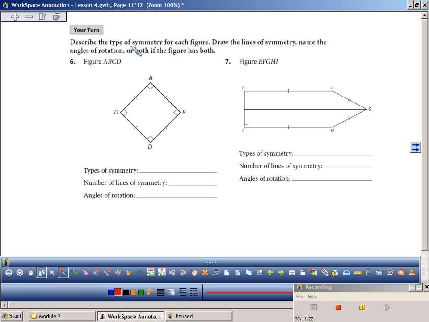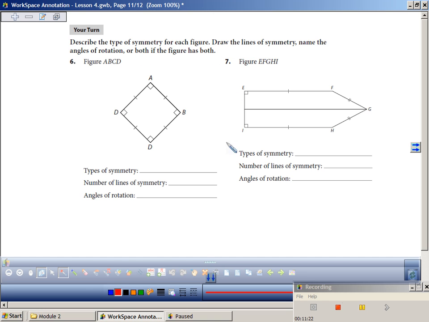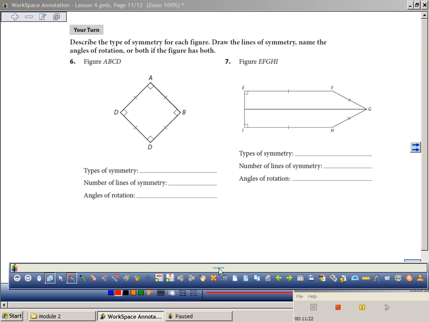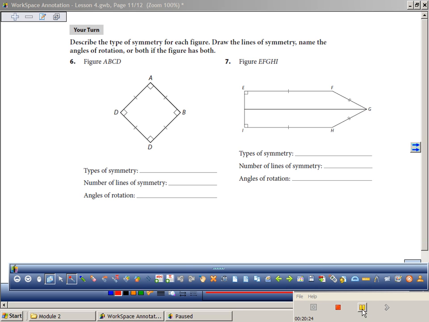Okay. Describe the type of symmetry for each figure. Draw the lines of symmetry. Name the angles of rotation, or both if the figure has both. So why don't you guys work on 6 and 7 for a couple minutes, and then I'll come back to you and see what you got.